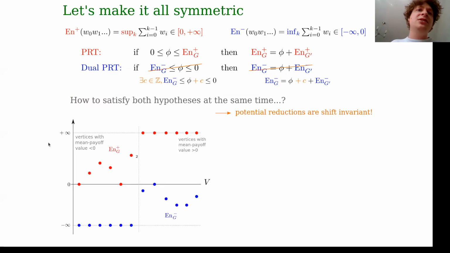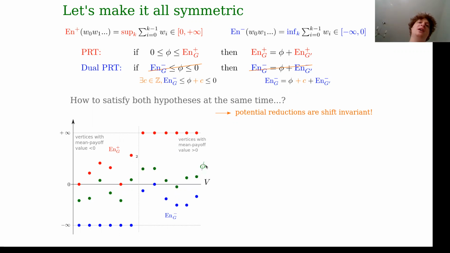Okay, so let's illustrate this on a drawing. So again, this is my vertex set. These are the positive energy values in my game. So they are finite for vertices that have negative mean payoff values. They are infinite for vertices that have positive mean payoff value. Now, if we look at the negative energy values, they behave similarly. So on this side, they are minus infinity. And on this side, they are finite and negative, or non-positive.